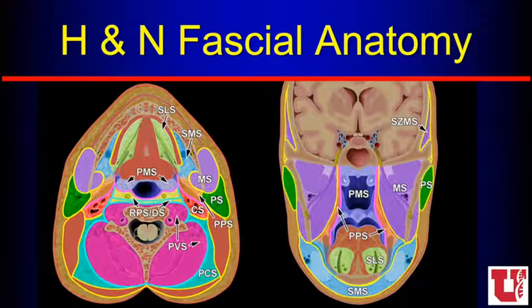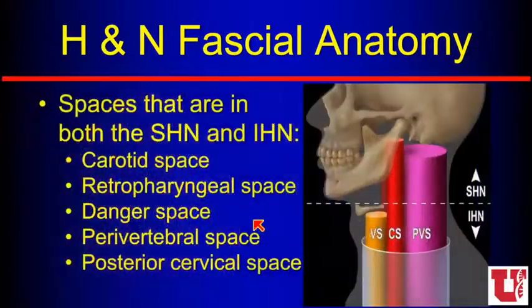So we have some spaces that are directed like tubes in both the suprahyoid and the infrahyoid neck. So we have the carotid space, the retropharyngeal space, and the danger space, as well as the perivertebral space and the posterior cervical space, the space we think about between the superficial layer of the deep cervical fascia, or the investing fascia, and the perivertebral or the deep layer of the deep cervical fascia. That is the posterior cervical space.